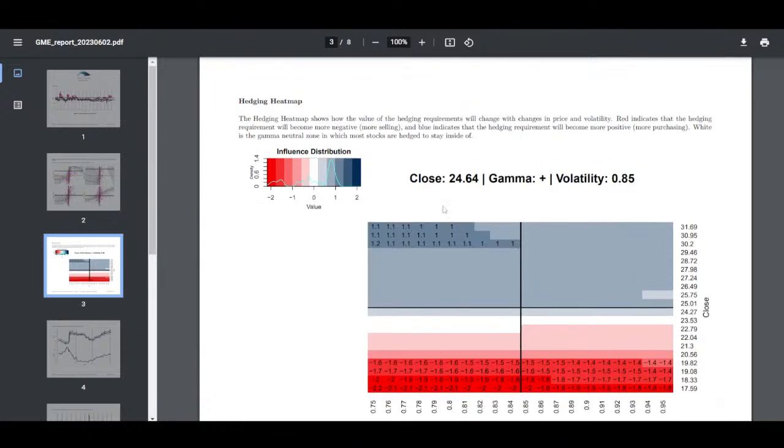other way. So, the influence distribution, which shows you basically wherever the peak is, that tells you where the most likely scenario is. So the influence distribution is still showing upside.